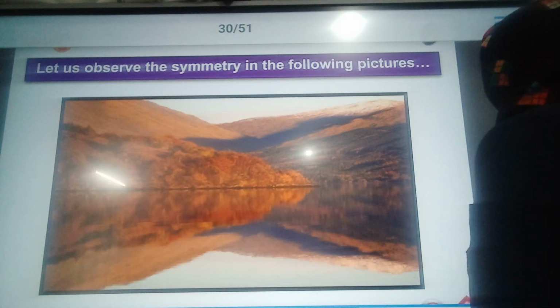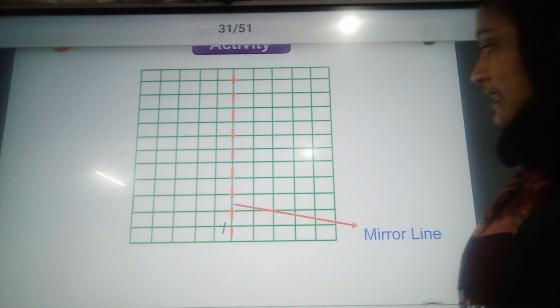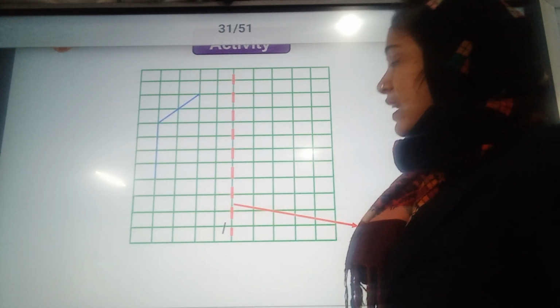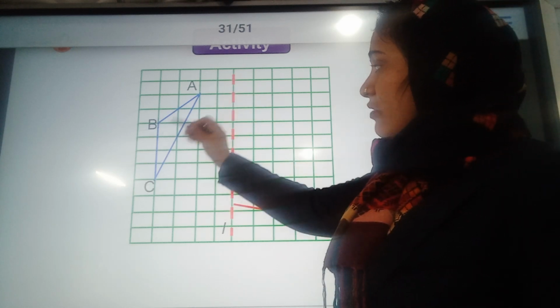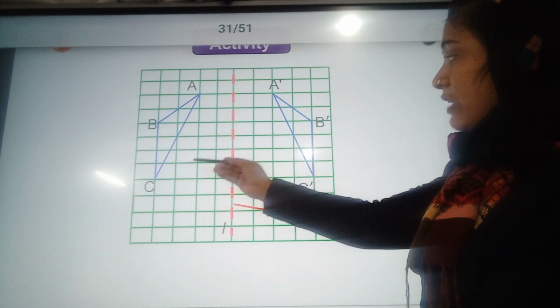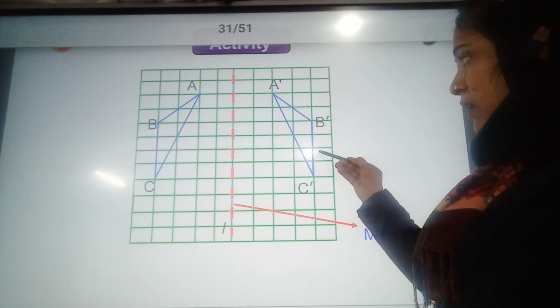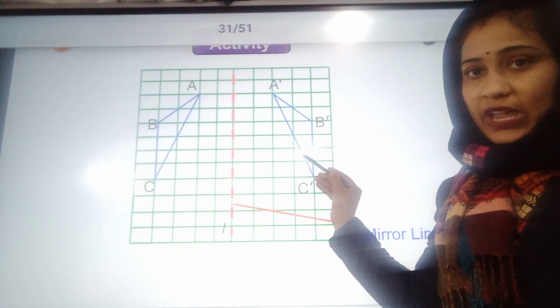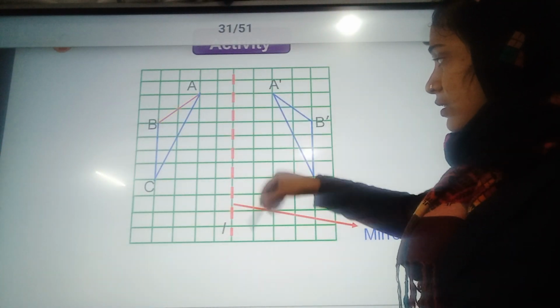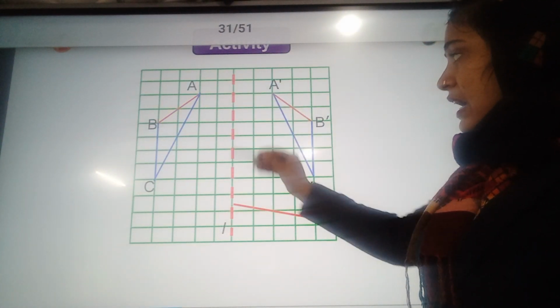Then here is an activity. It is telling us that this is a mirror line, and we have figures A, B, C. So we will get the mirror image like this, after the reflection. About this line there is a reflection, and about this it is symmetrical.